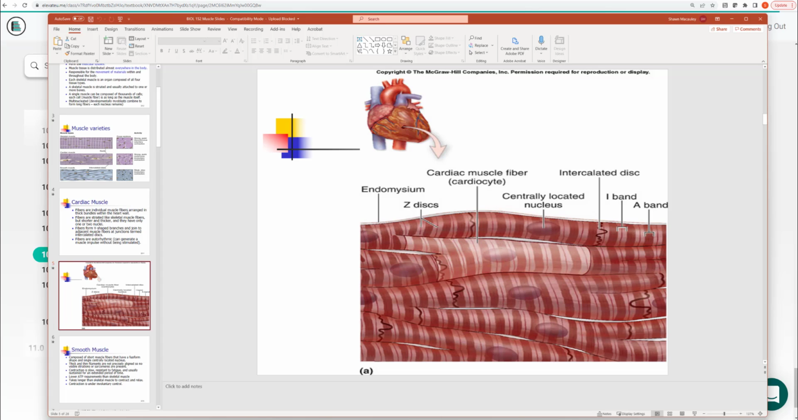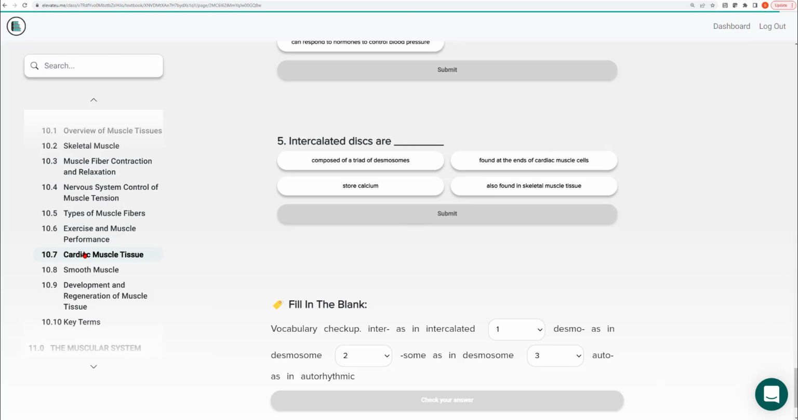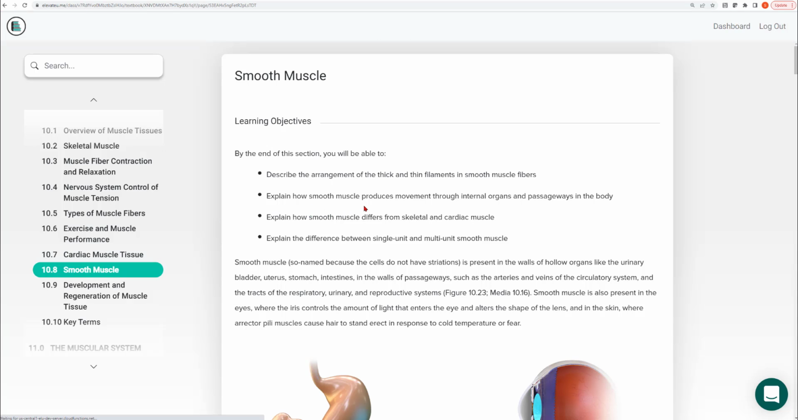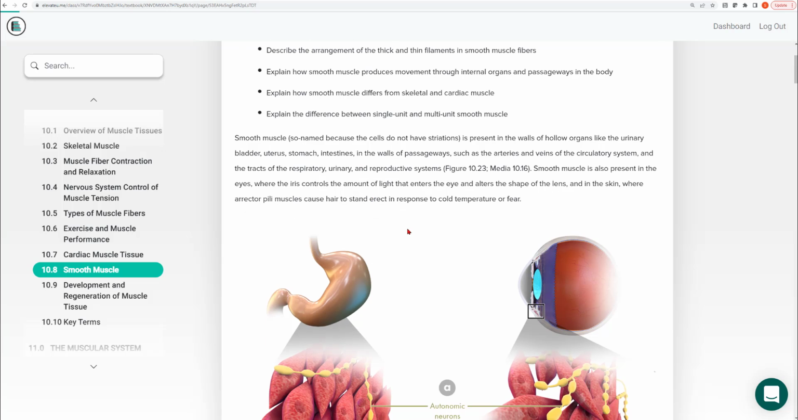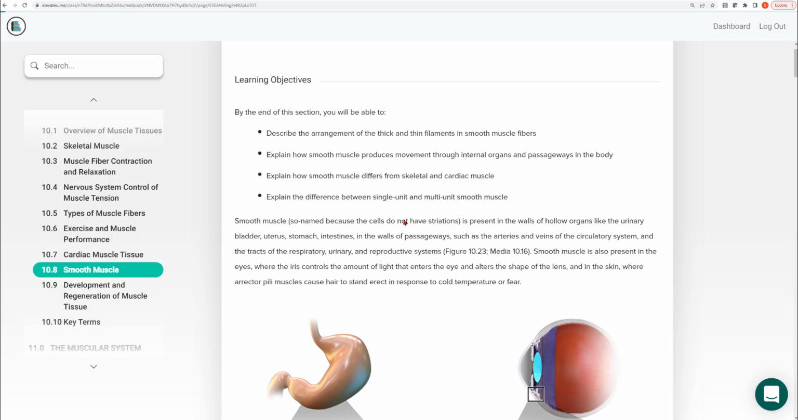Let's finish up with smooth muscle. So we'll go down to smooth muscle 10.8. Just a little bit here. So I've already blued out quite a bit of this section. We're not going to go into the physiology of this, but smooth muscle is named because there are no striations. Where do we find it? We find it in the walls of hollow organs. Think in your bladder, uterus, stomach, intestines.